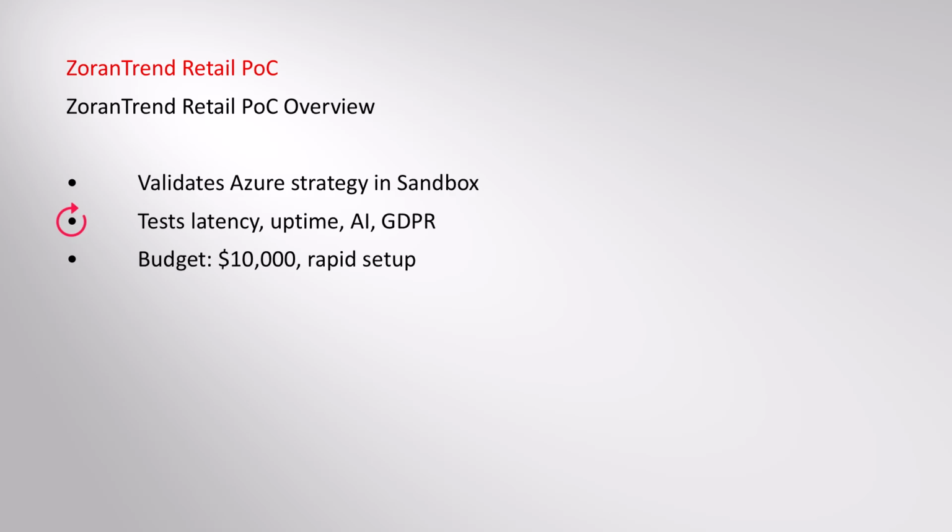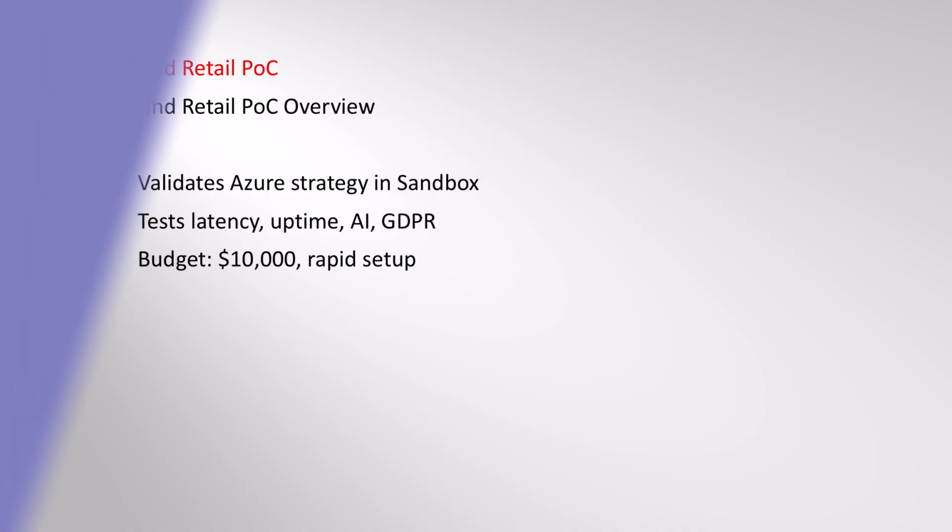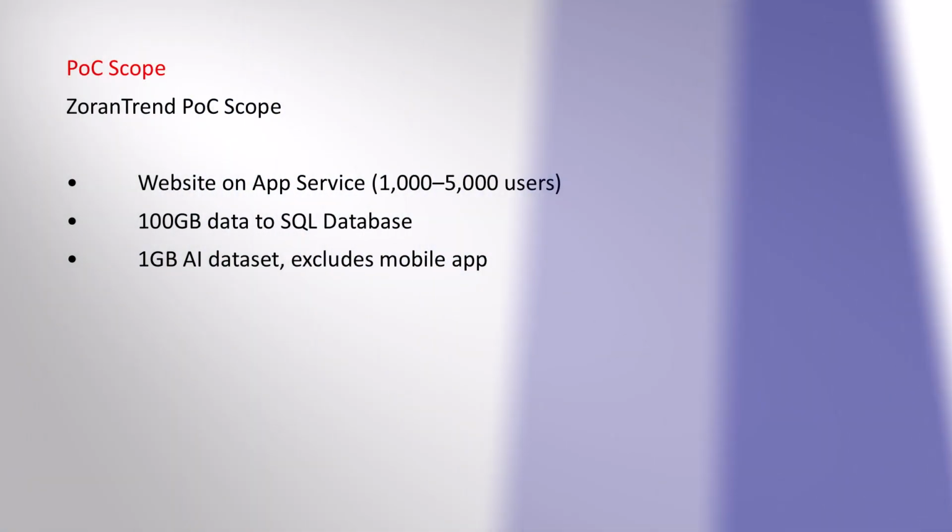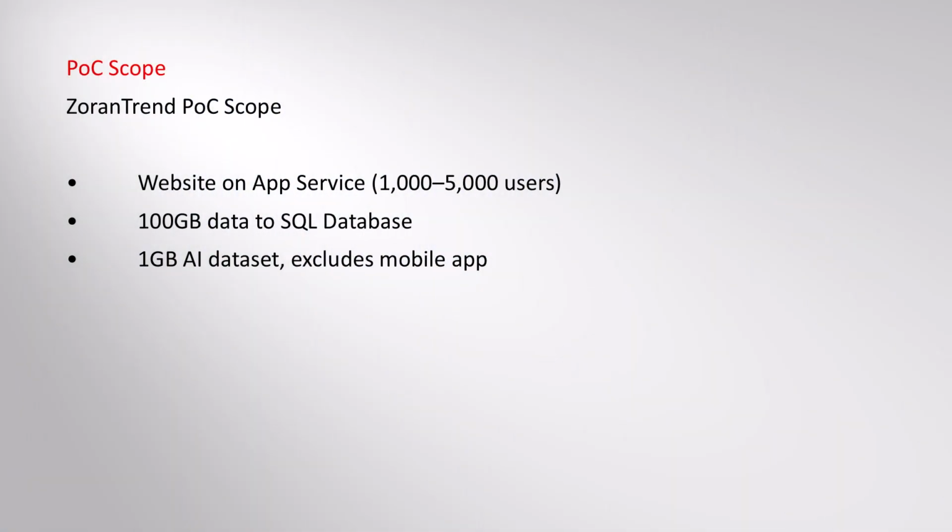This POC confirms the strategy's ability to deliver latency below 300 milliseconds, 99.9% uptime, fast AI-driven recommendations, and GDPR compliance, leveraging Defender for Cloud and Entra ID for security. POC scope. To maintain focus, the POC is tightly scoped. We will deploy one website instance on Azure App Service, testing 1,000 to 5,000 users.